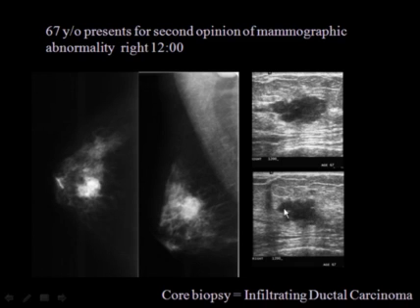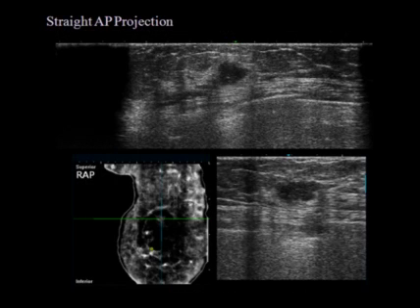This is another patient. This is a 67-year-old. She came to us for a second opinion of a mammographic abnormality. This is a spiculated mass in the right 12 o'clock area. Here's a handheld ultrasound, irregular hypoechoic mass. On core biopsy, this was an invasive ductal carcinoma. Here it is on the automated breast ultrasound, and you see this hypoechoic mass, so you can see it on the coronal, transverse, and sagittal images.